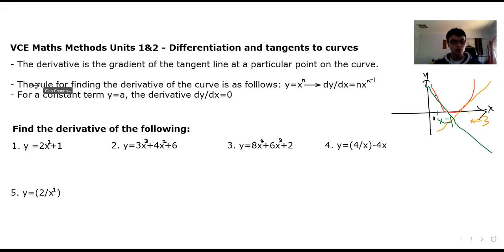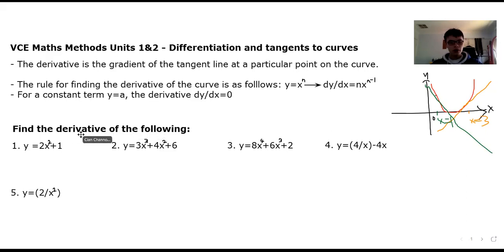Let's get into the rule for it. So the rule for finding the derivative of the curve is as follows. If we have y equals x to the power of n, then the derivative of that is just going to be n times x to the power of n minus 1. So that's just the general rule. Another thing that you need to take note of is that for a constant term y equals a, the derivative for that is just going to be dy/dx equals 0. So if it's just a constant term, then that's just going to equal 0. If that makes sense.